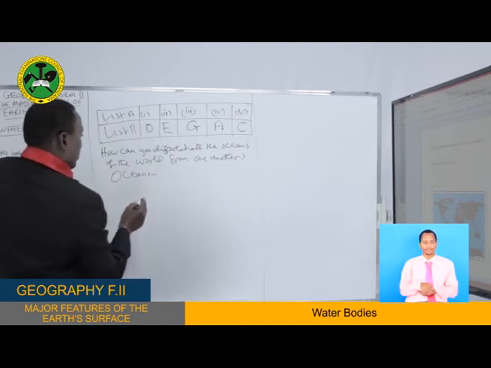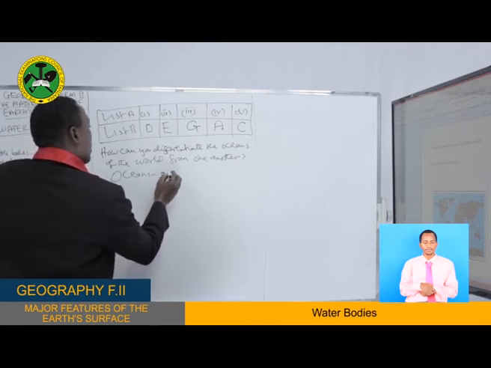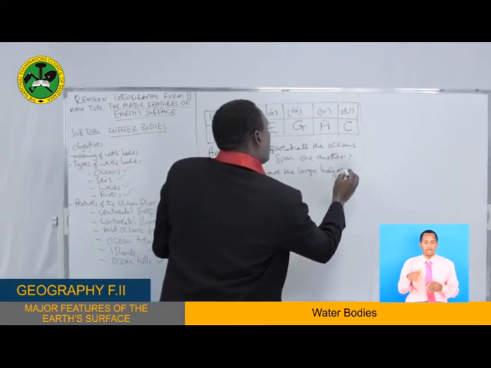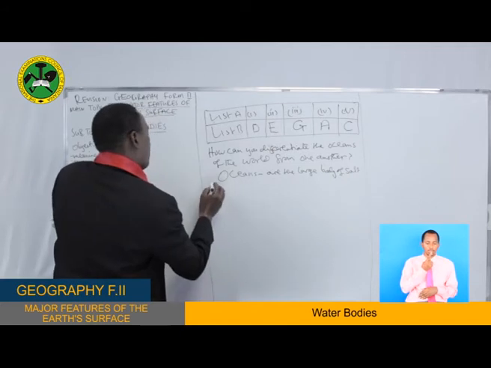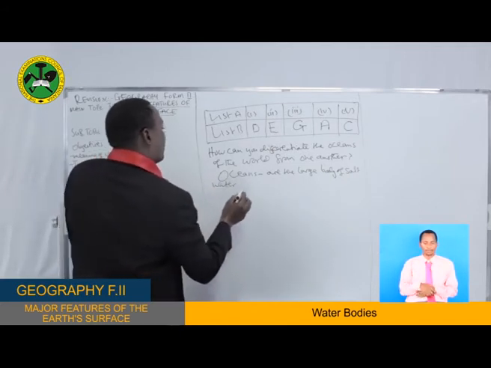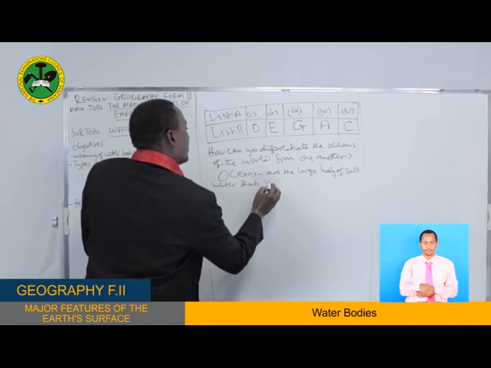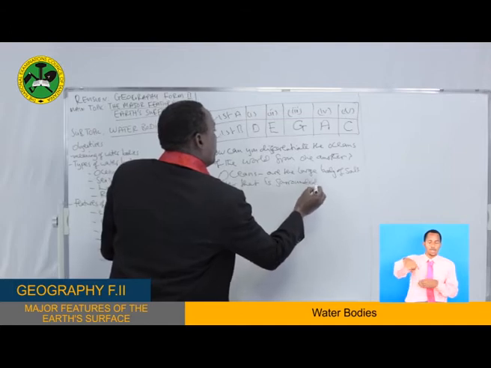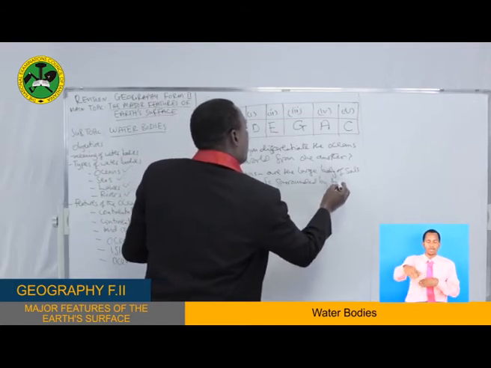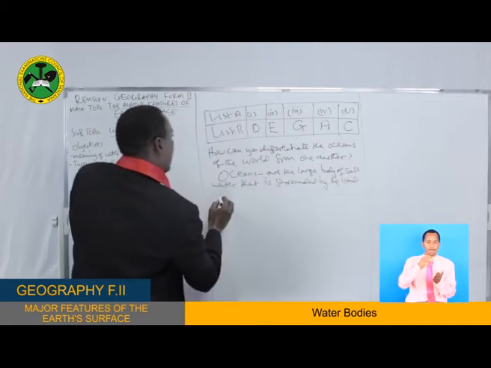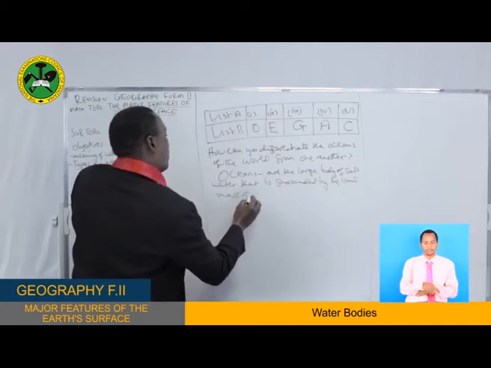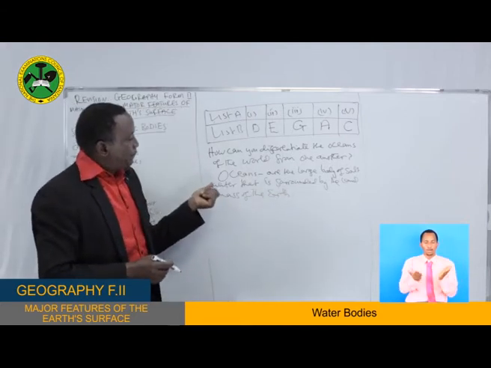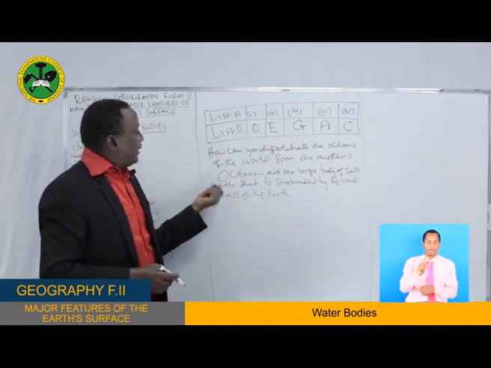In this case, we say oceans are large bodies of salty water that are surrounded by the land mass of the earth. It is true. Now you can see the oceans are surrounded by land mass.